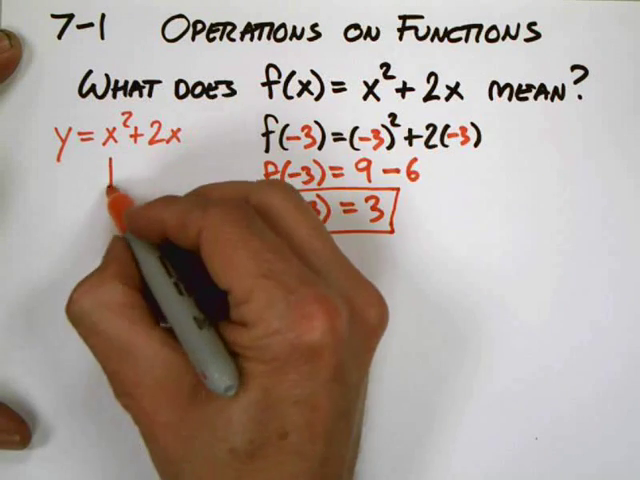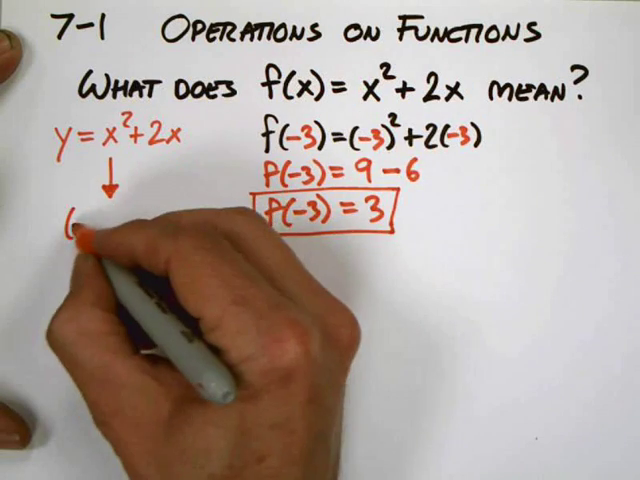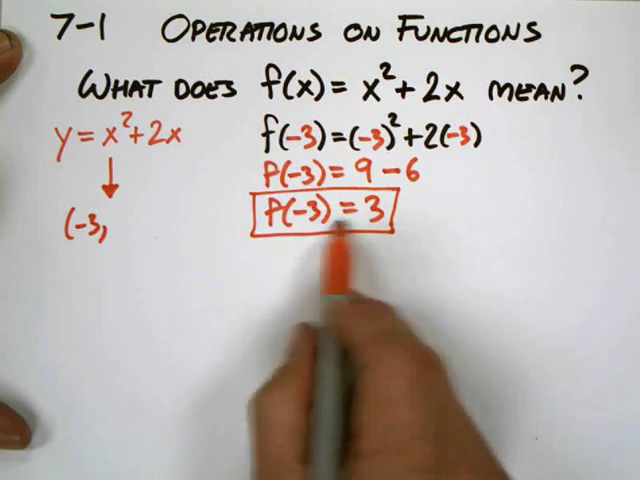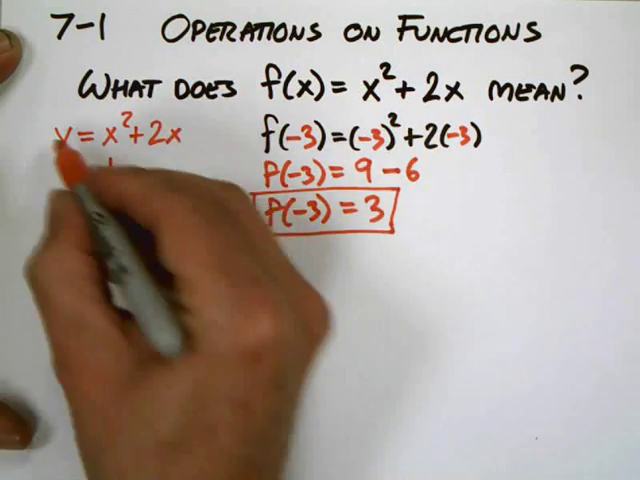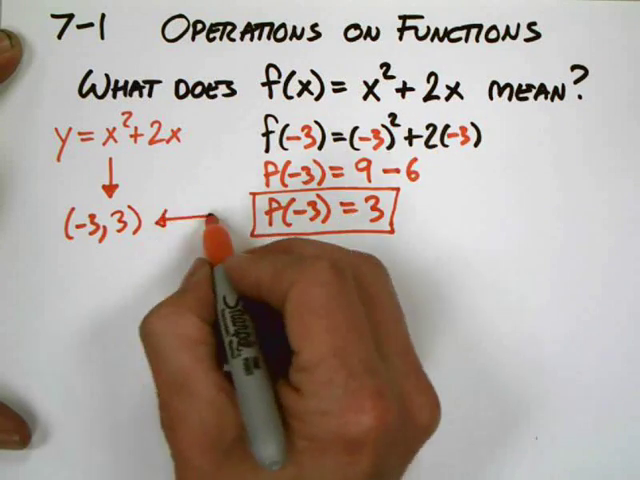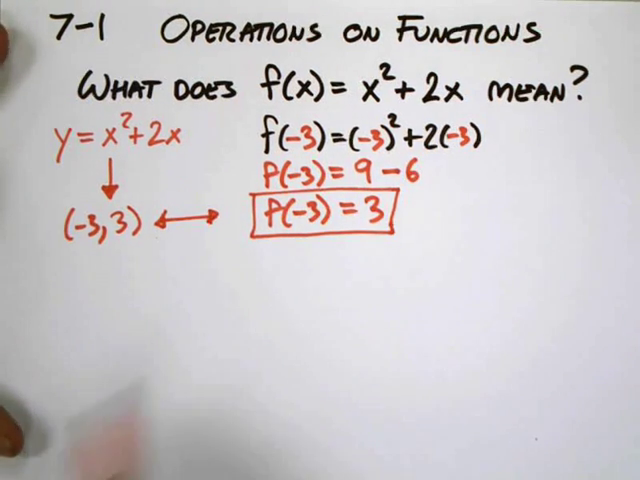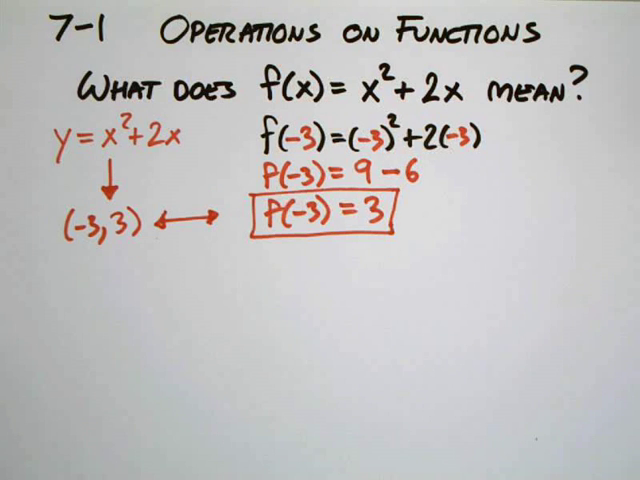In the old days, this would have told us that when x is worth negative 3, this y value, or this whole thing, was worth 3. So these are very similar in how we use them, and they're almost interchangeable. But this is the form that we're going to be using in this chapter.